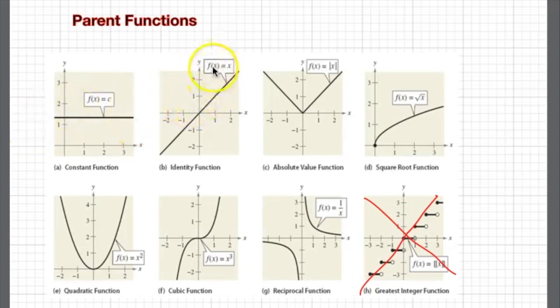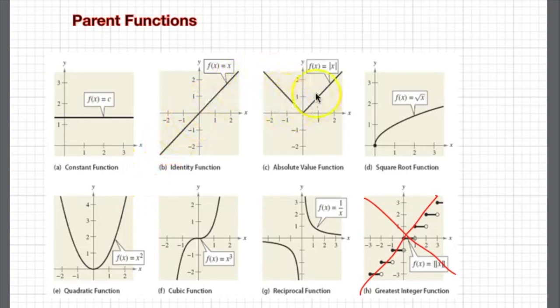Our next one is going to be f of x is equal to x. So again, this is a parent function. Every time we have an x, it's also equal to our y. So for example, (0, 0), (1, 1), (2, 2), and it also works the other direction. So (-1, -1), (-2, -2), etc., etc.